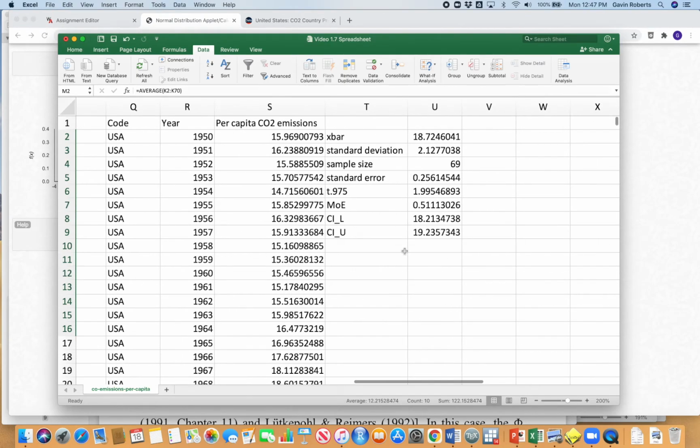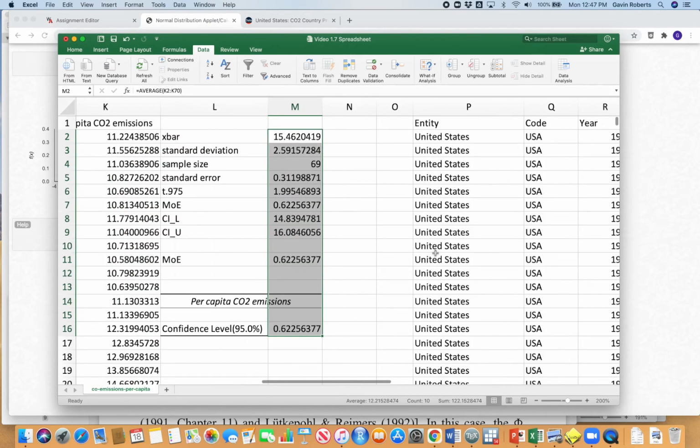I will not repeat those ones for the United States too, because as you see, we'd get exactly the same numbers. But I'll go ahead and send you this spreadsheet with the video so you can check it out. This might be useful for future homeworks as well as exams. So please reach out to me if you have any questions.